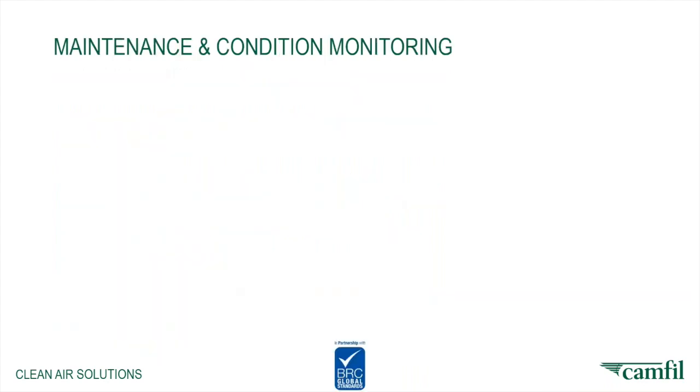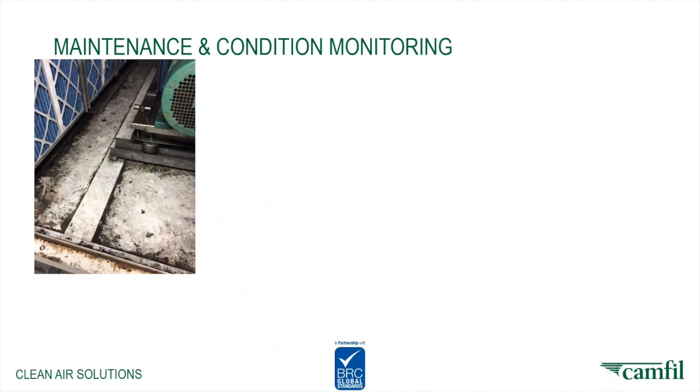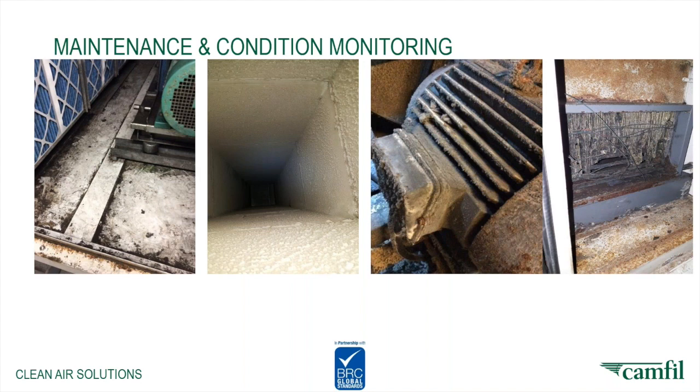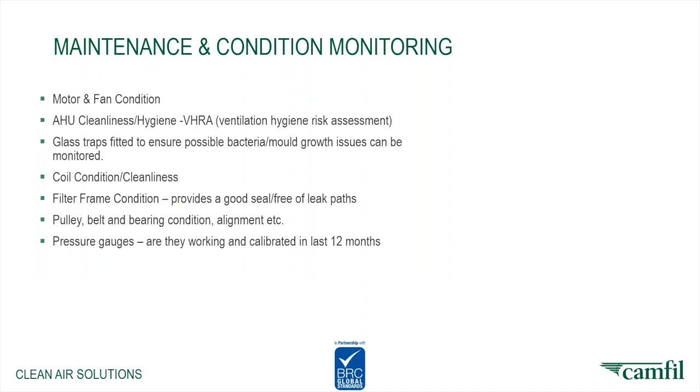Maintenance and condition monitoring. What we've seen within the industry are these pictures and the conditions of air handling units, ductwork, fans and coils. Suffice it to say, they are in poor condition and poor maintenance condition. To mitigate this happening, within the document we reference motor fan condition monitoring. We speak about AHU cleanliness and ventilation hygiene risk assessments. We reference glass traps being fitted to monitor mold and bacteria growth.